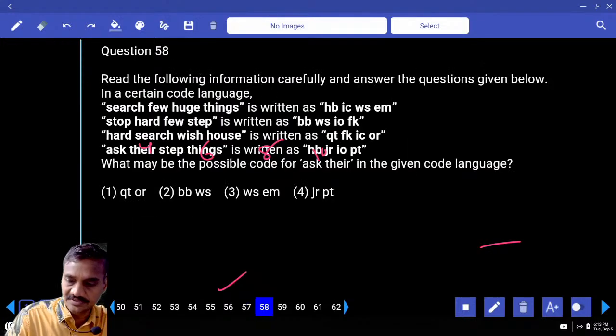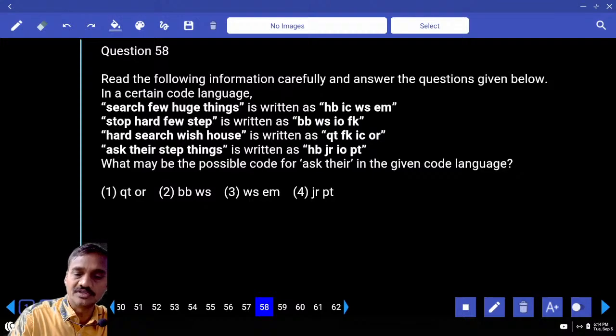The next one, 58. Now in this 58 we need to find out the code for the words ask and there. These are the two words that are left over, ask and there. Then ask and there, step and things. Now step is common between these two, things is common between these two. As things is common here, tell me what is the code? HB is the code. And step is common between these two. Now between the 2nd and the 4th, what is common? IO. And the code for ask and there is JR, PT in any order, choice 4, question 58.